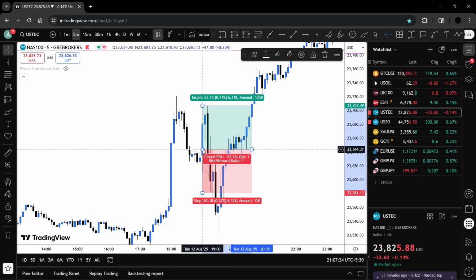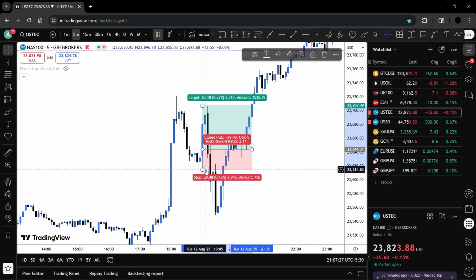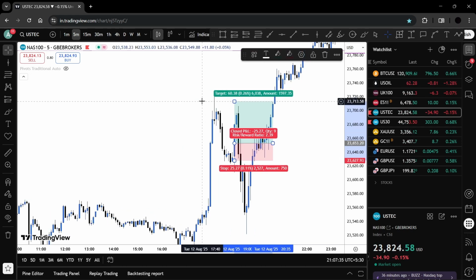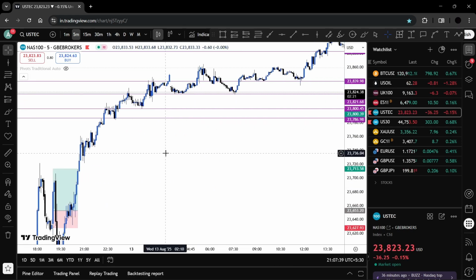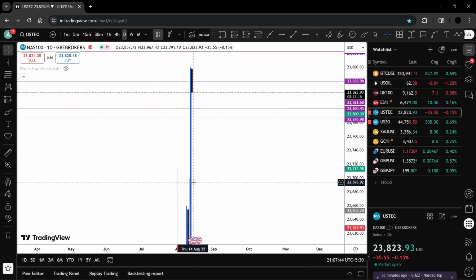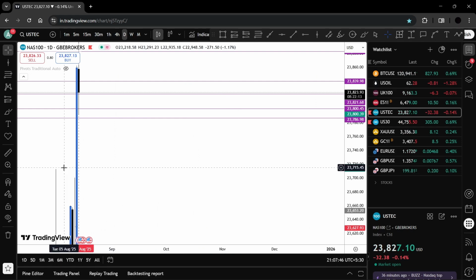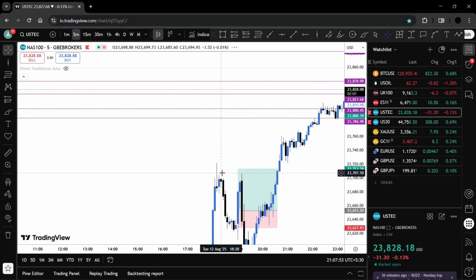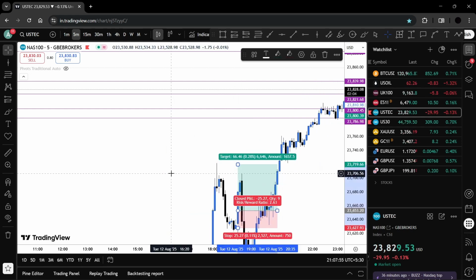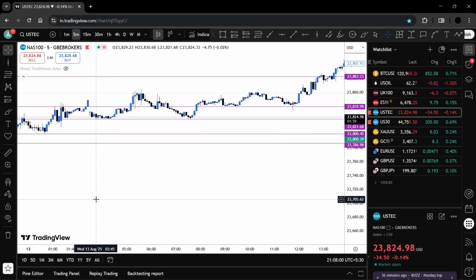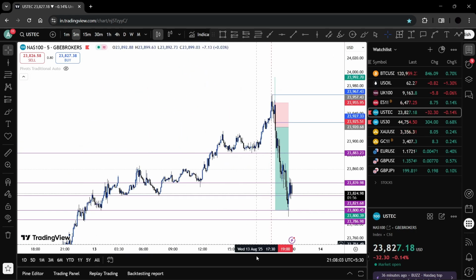Yeah, yesterday. So I would have entered somewhere around here. Stops would have been over here, and my TP, honestly, I don't know where my TP would have been. Yeah, my TP would have been over here, these daily highs. So yeah, this would have been my TP. Yesterday would have been a break even day, but I was not able to trade yesterday, right?